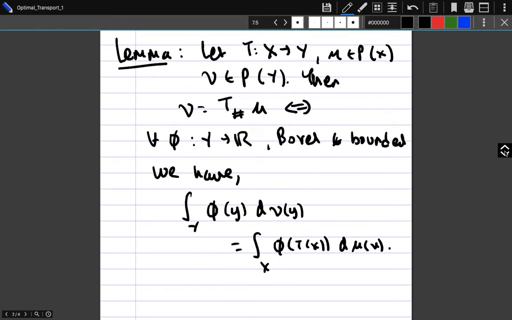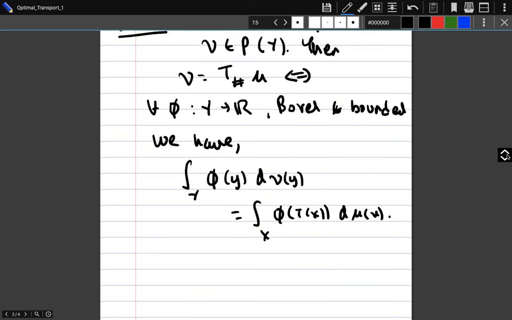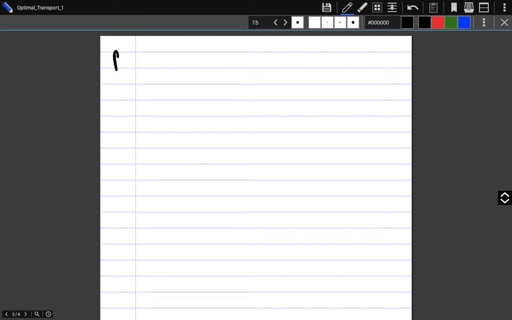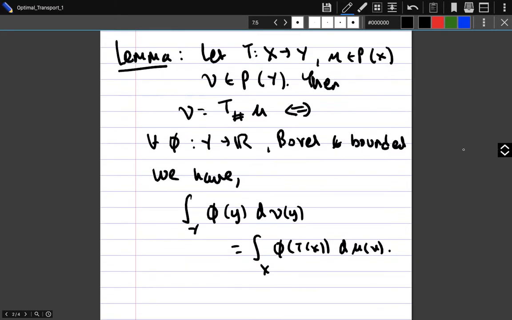So this is not that hard actually to prove. So this is the lemma. I'll go to the next page and prove it here. So the proof is not that hard. So let's look at the forward implication of this first. For the forward implication, we assume that nu is indeed a push forward measure, and we want to verify that this claim holds, right?